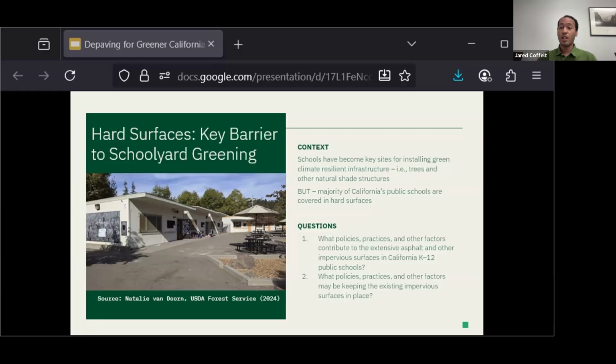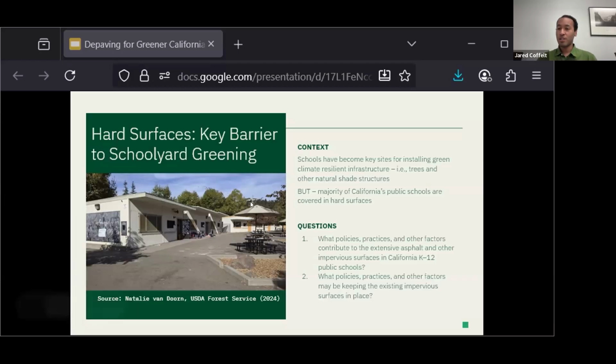A big problem here in California is that a lot of these schools are covered in some sort of impervious surface that makes it difficult to green. You have to take up that impervious surface before you can plant trees, before you can add green spaces, and transform schoolyards to make them more enriching for children. And so our work is based on figuring out why there is so much impervious surface on schools, and hopefully providing some recommendations on how to remove that and move forward to greener schools.